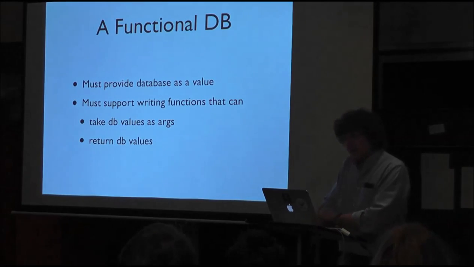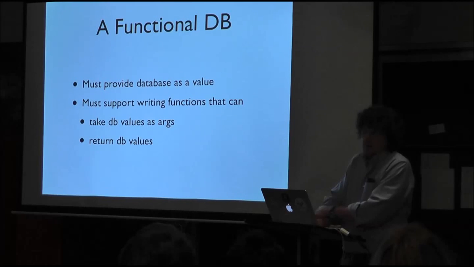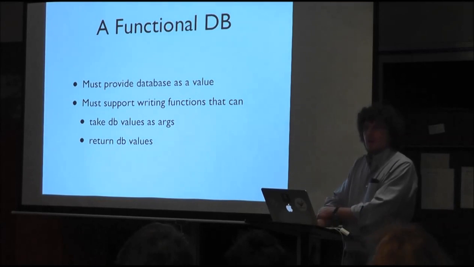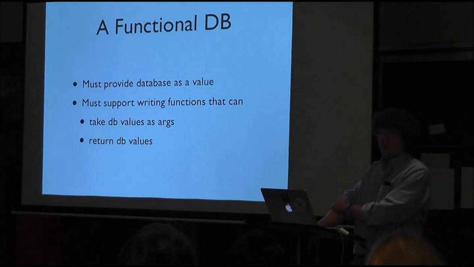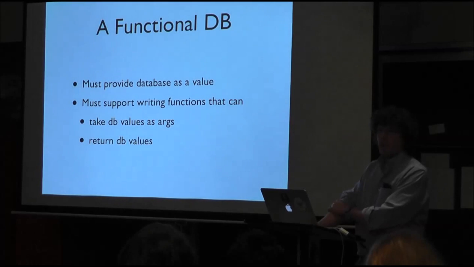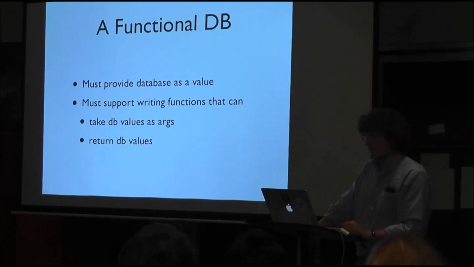So what we want to end up with, and what I mean to have a database as a value, means that you can write functions to take database values as arguments. Because you can pass a database to a function. And similarly, you can write a function that returns a database value as its result. And at that point, if you have pure functions and you can use databases as arguments and return values like this, you can do functional programming with the database.